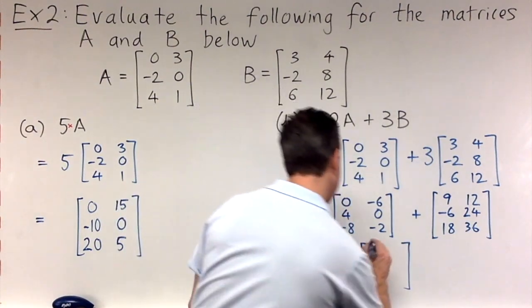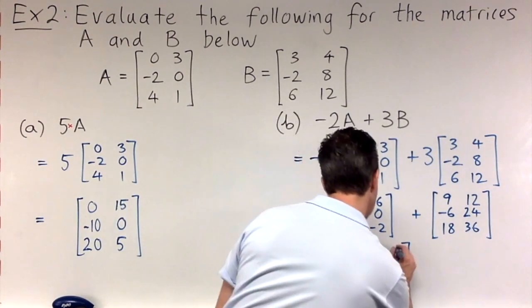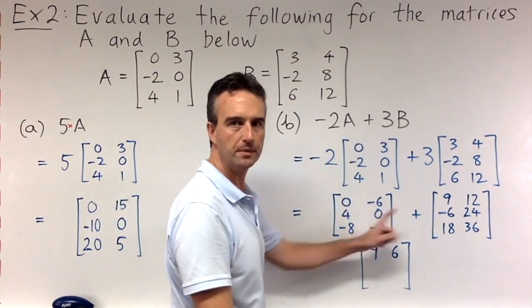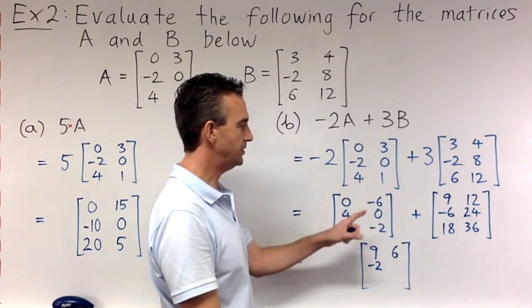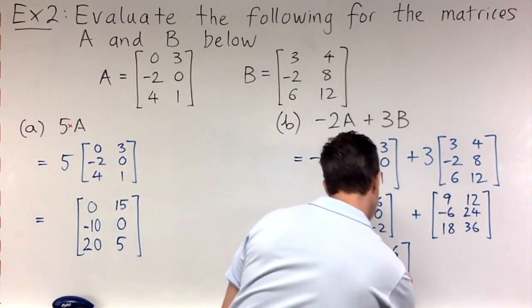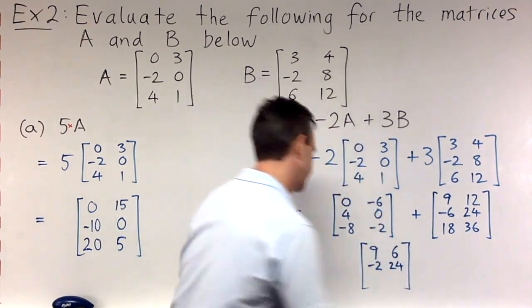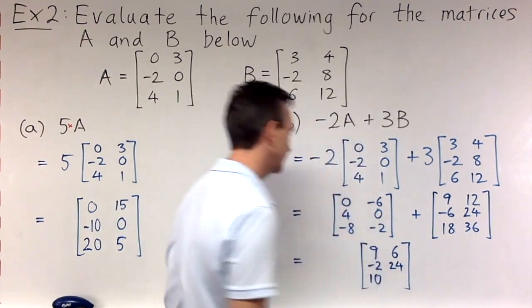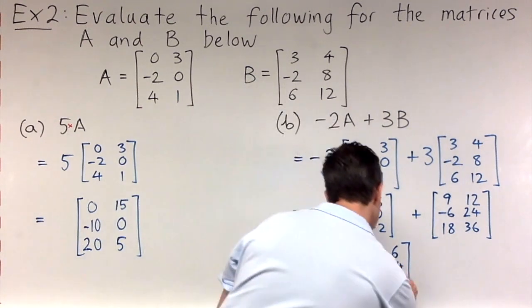0 plus 9. Negative 6 plus 12. 4 plus negative 6. 0 plus 24. Negative 8 plus 18. And in finishing, negative 2 plus 36.